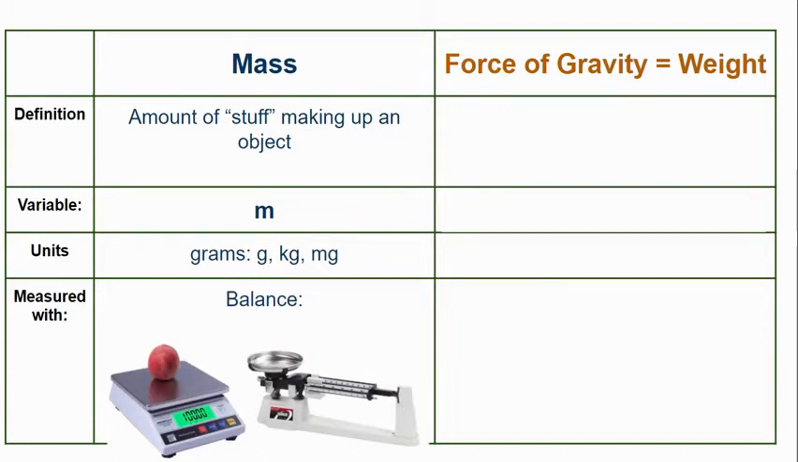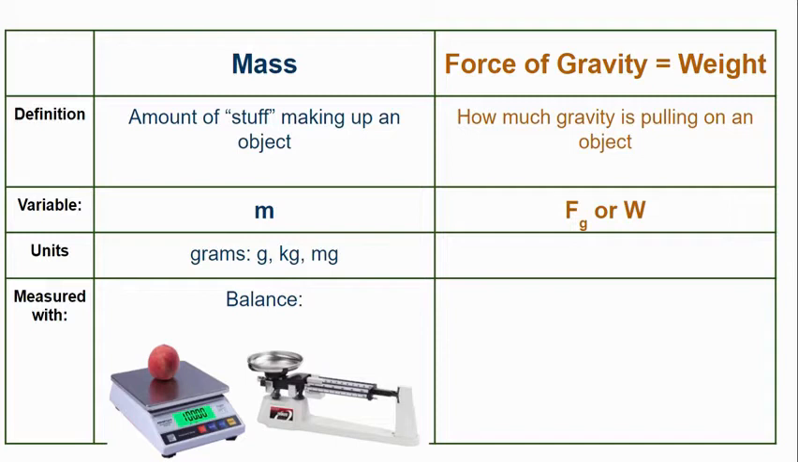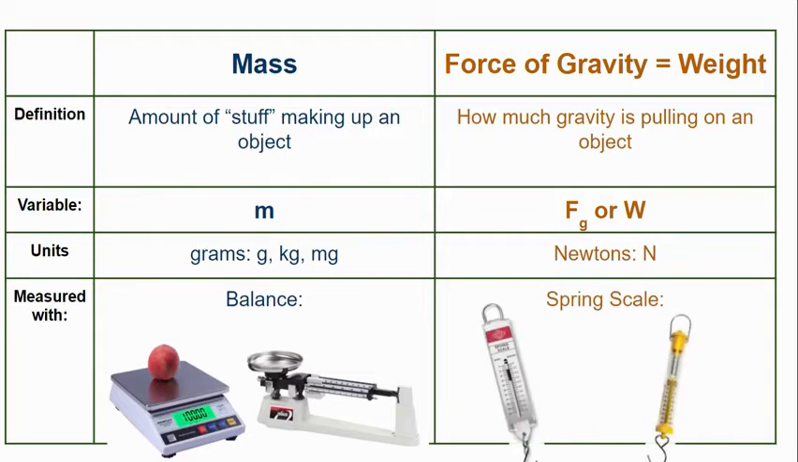By contrast, when we talk about an object's weight, what we really mean is how much gravity is pulling down on that object. The variable we use to represent the force of gravity is F with a subscript g, or the capital letter W to represent weight. Because it is a force, the units we use to measure the force of gravity are newtons, capital letter N. And the device with which we usually measure something's force of gravity is called a spring scale. When you hang an object from the hook on the bottom, a spring is stretched various amounts depending on how much gravity is pulling on our object.